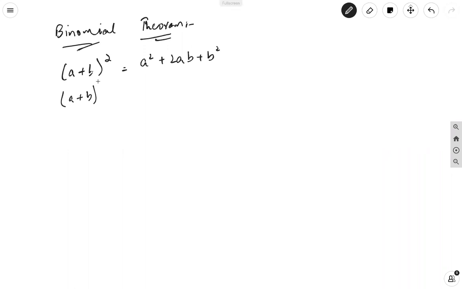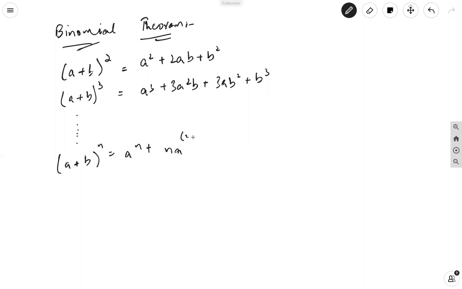Now if I take the cube of this, right now you don't need to know the formula. I'm just writing the formula to give you an idea of something. That will be a cubed plus 3a squared b plus 3ab squared plus b cubed, right? And this goes on and on. So if I make the generalized formula, that is something like a^n plus n into a^(n minus 1) into b plus something, and at last there will be b power n, right?